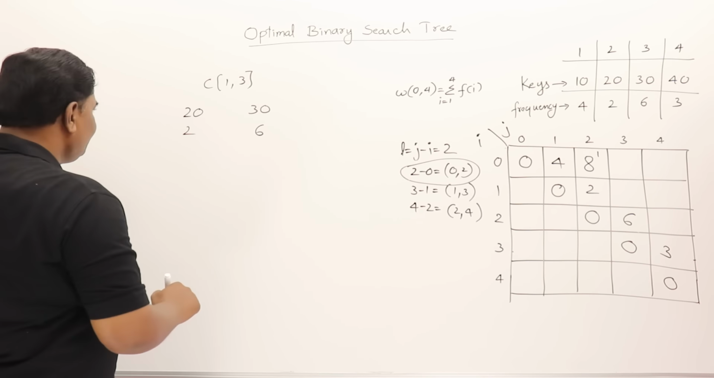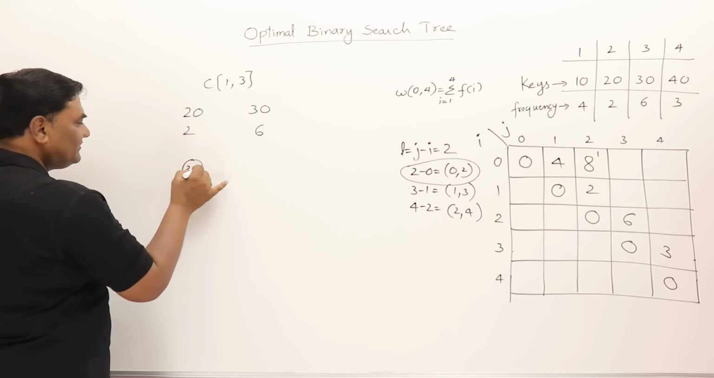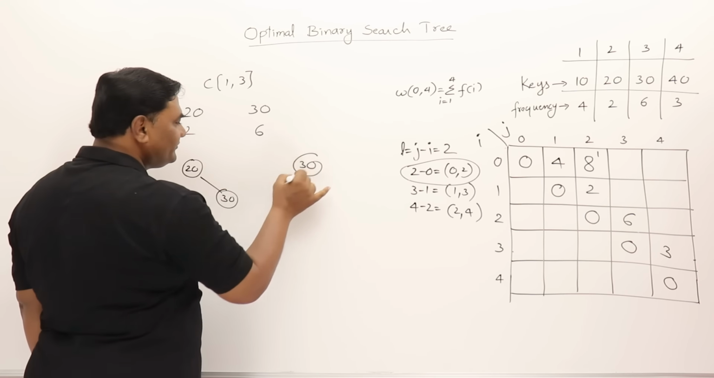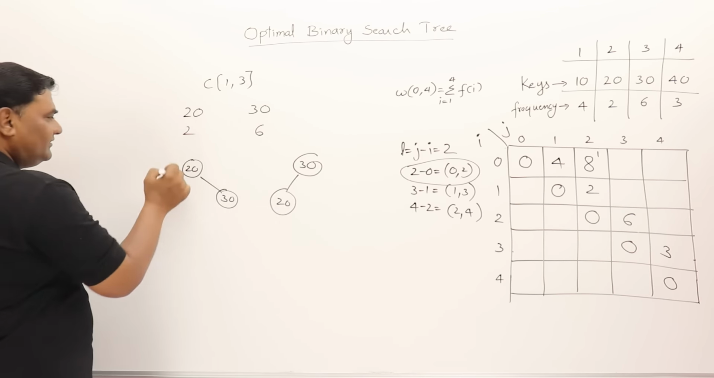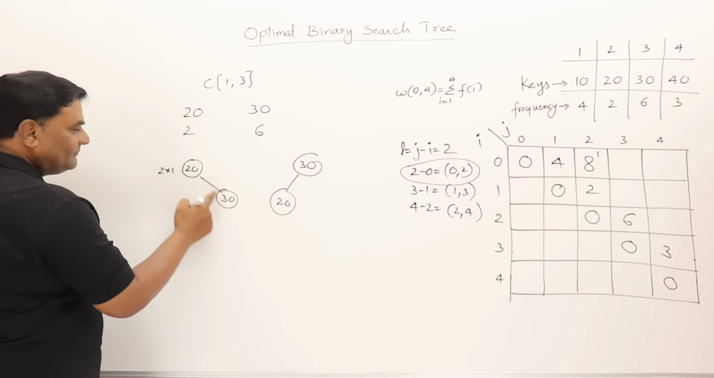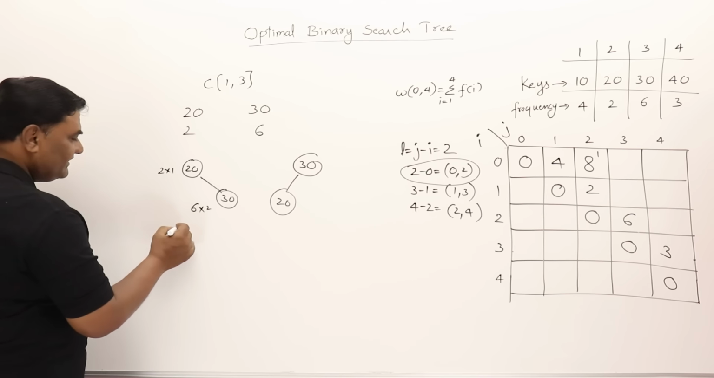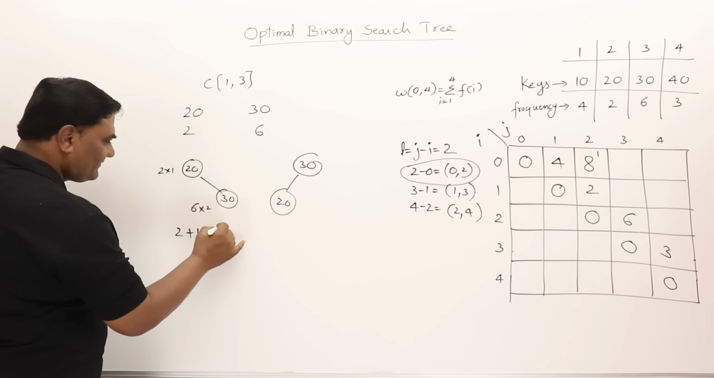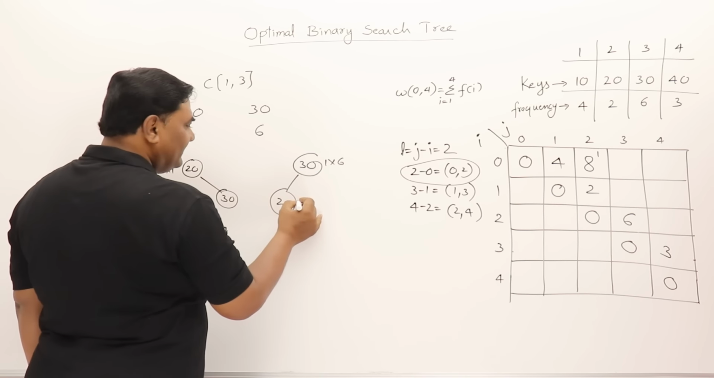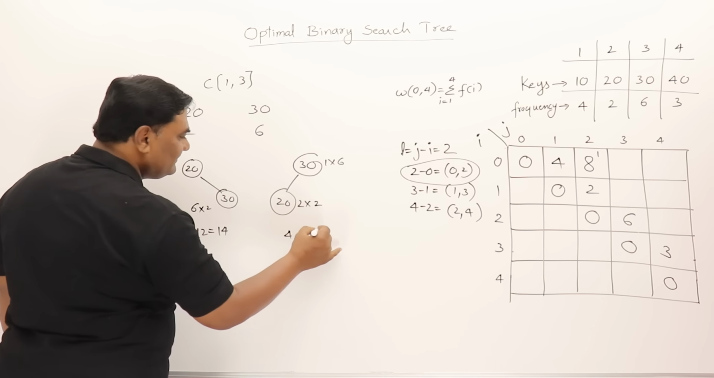Now what are the different trees possible from this one? I can make the second one the root, so this side will be 30. Or I can make the third one the root, so this side will be 20. Now what are the costs? This is 2 into 1, and the number of comparisons for this one is 2, so this is 6 into 2. So 2 plus 12 is 14. And this is 1 into 6 and this is 2 into 2, so 4 plus 6, that is 10.